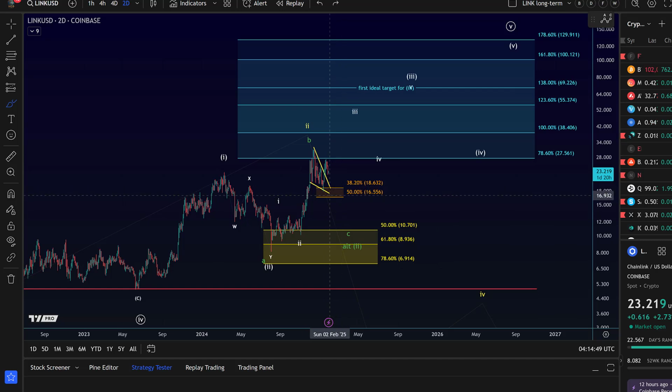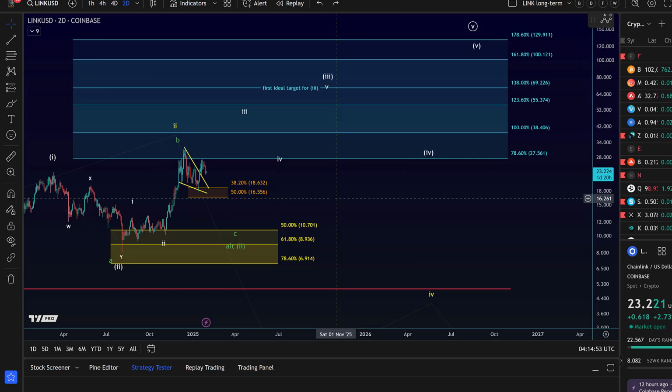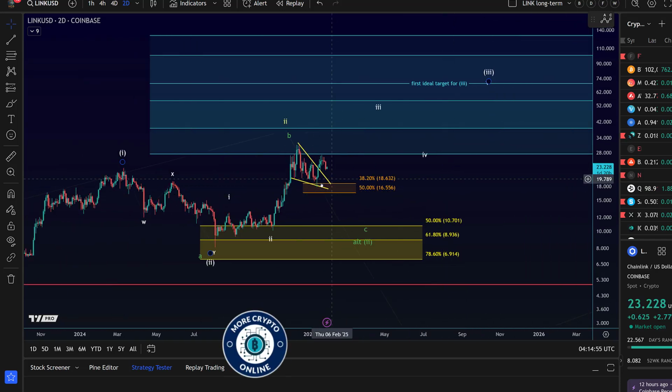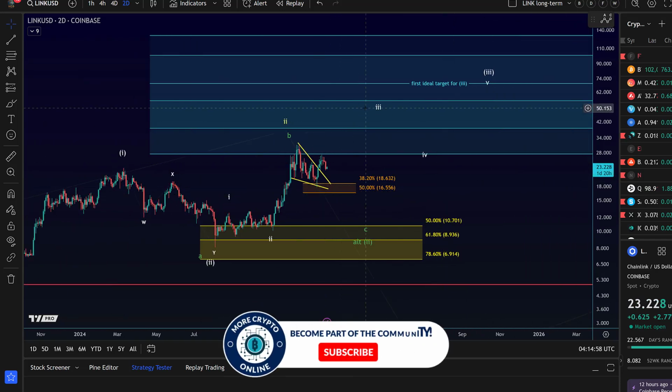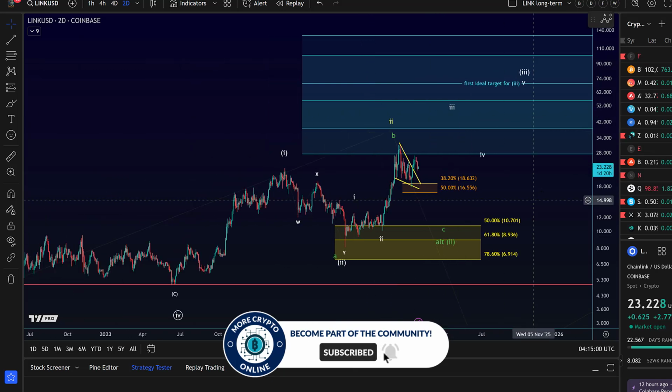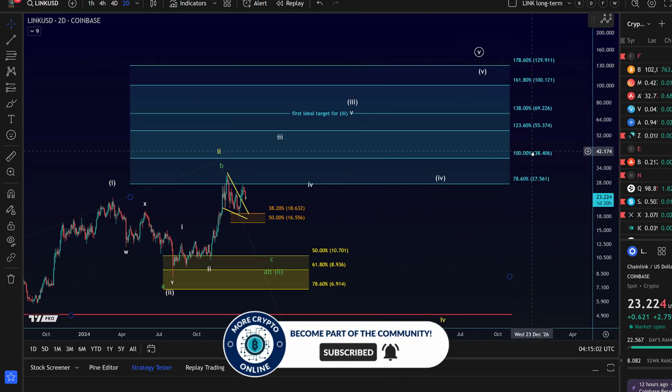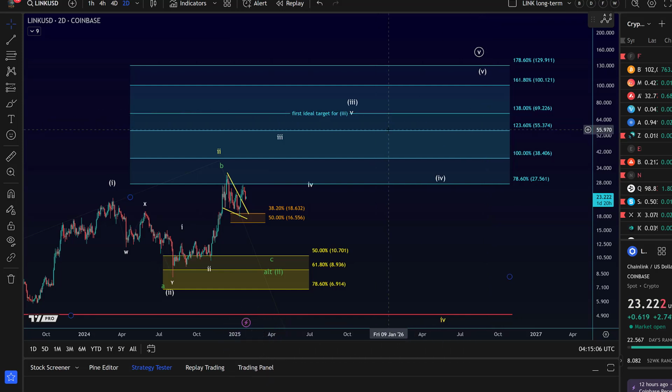So for now, the price has reacted. Again, we have another support area here. The price has reacted to this support area in January and broke out of this pattern to the upside and could now be on its way to some of these next upside levels, $38, $55, and a very important one, $69.